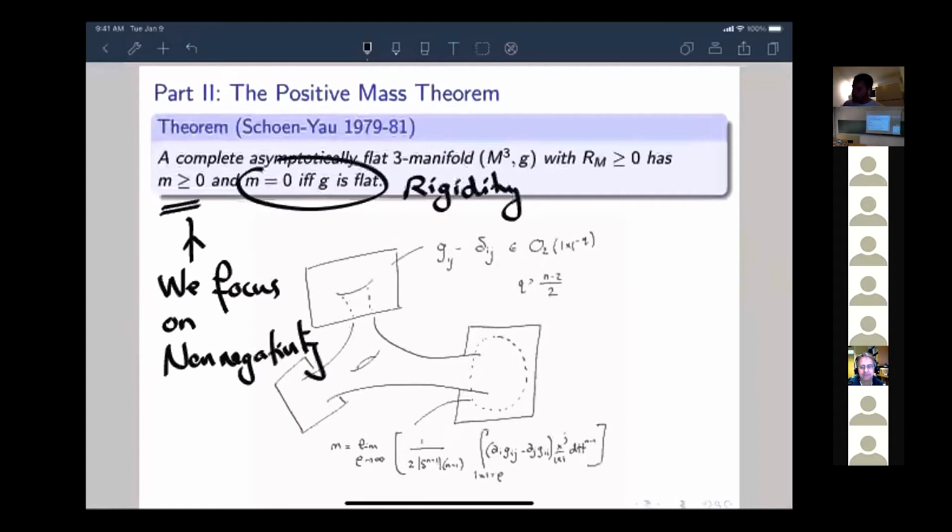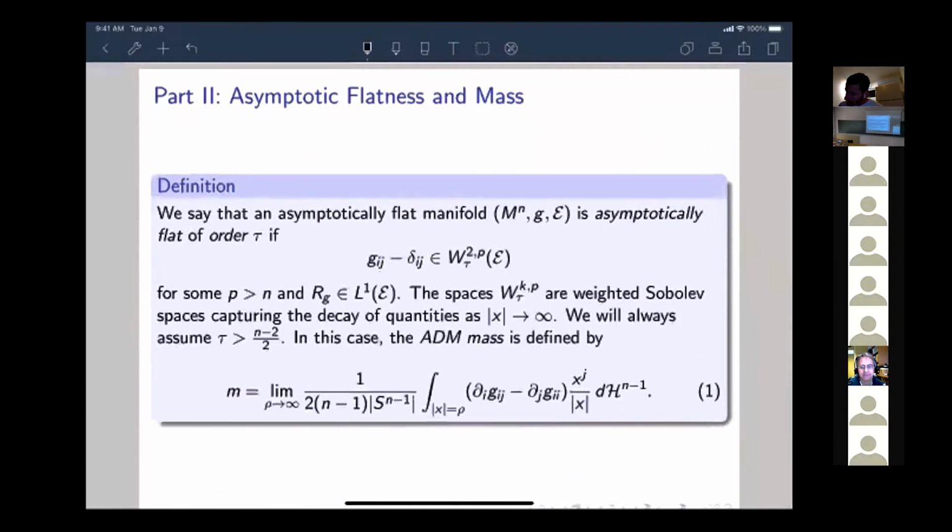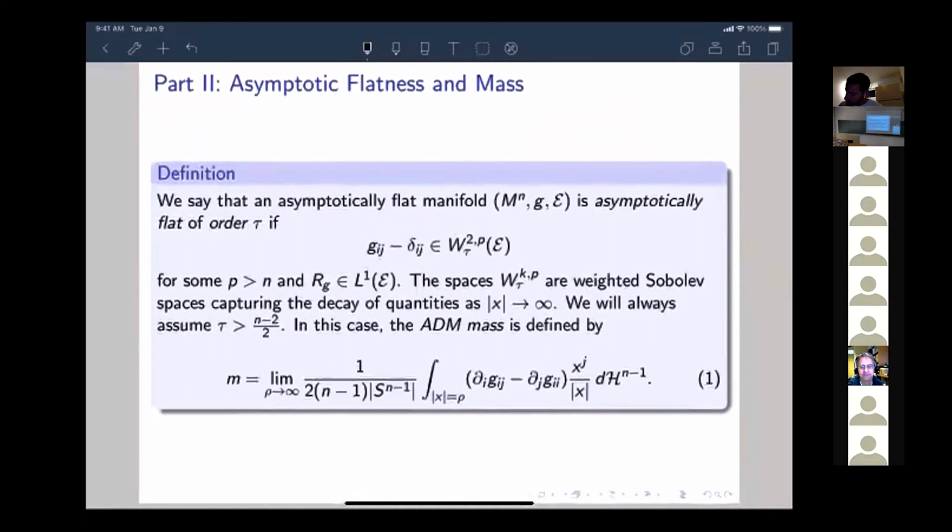And as I showed you, these are the kinds of manifolds that this theorem applies to. Now, by asymptotically flat, as I showed you before, you need some decay in some derivatives, and these are weighted Sobolev spaces that capture the decay. And then when you assume that the decay is sufficiently large, so I had it as q before, but here I call it tau, then you have this ADM mass that's well-defined and that looks like this.